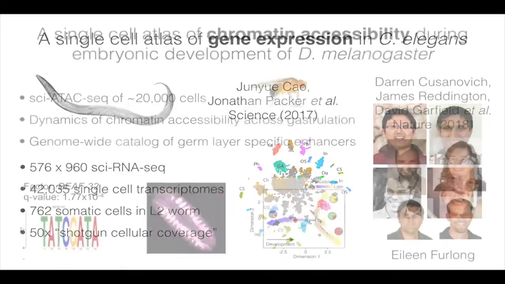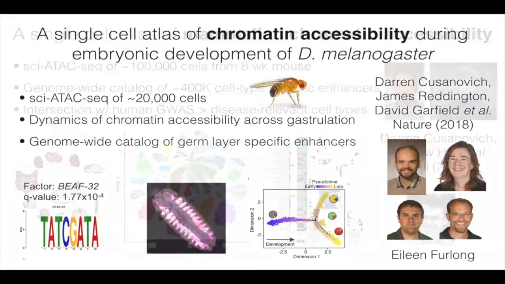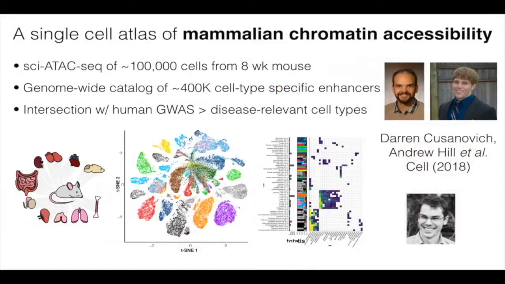We've also tried to do this with some degree of temporal resolution. So here looking at fly embryogenesis and chromatin accessibility, and seeing how that evolves as cells go through the initial formation of germ layers. And then more recently trying to, at scale, bring this into mammals. So looking at chromatin accessibility in 100,000 cells in the adult mouse, and trying to intersect that kind of information with studies of human genetics of common disease.